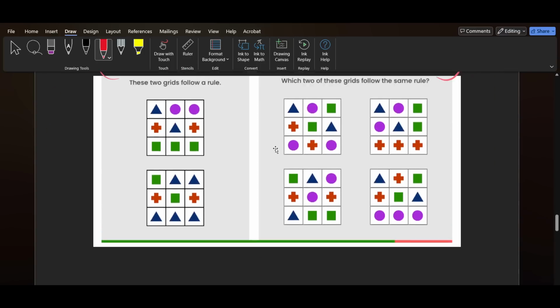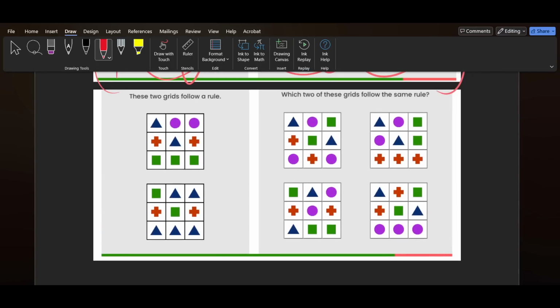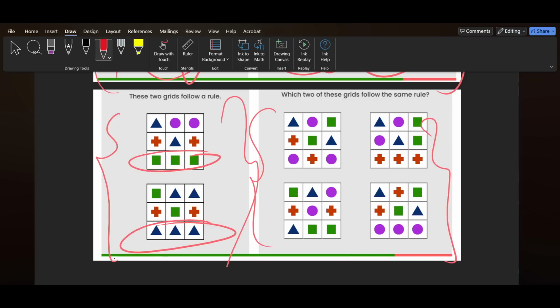Also, let's discuss this. There are two grids that follow a rule. So this is also given here. Which two of these grids follow the same rule? So if you can see here, three cells follow the same symbol, three cells follow the same symbol. Here also three cells follow the same symbol, three cells follow the same symbol. So these two will be the answer, figure number 2 and figure number 4.